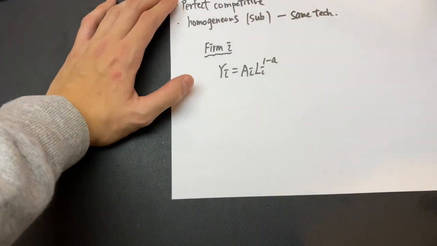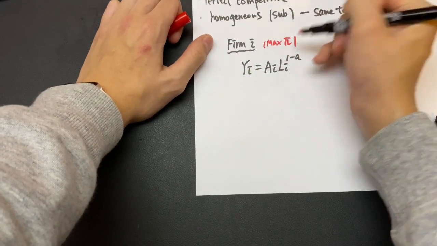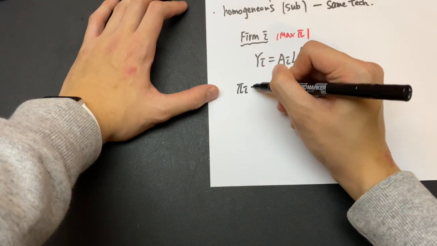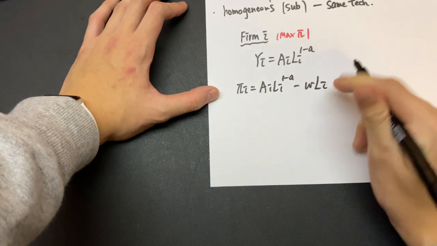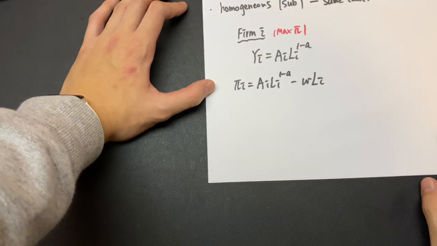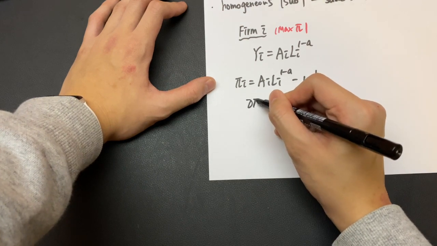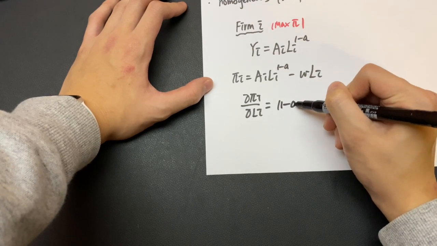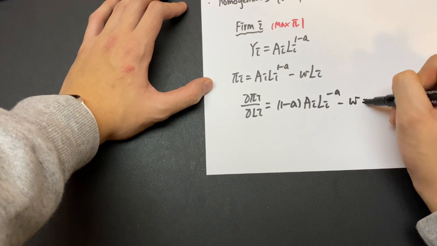Then now let's consider the competitive equilibrium. For any firm, the objective is to maximize the profit. So let's write down the profit function: Πi = Ai Li^(1−α) − wage × Li. The wage is taken as given because this is perfect competition. Okay, so now let's take the first order condition. We can get this: (1 − α) Ai Li^(−α) − wage = 0.